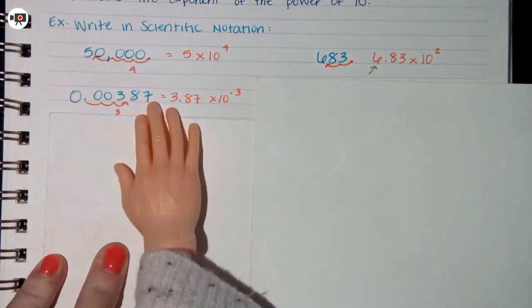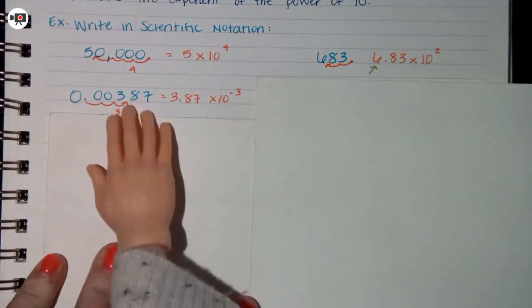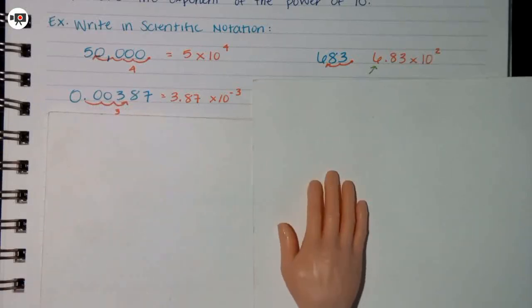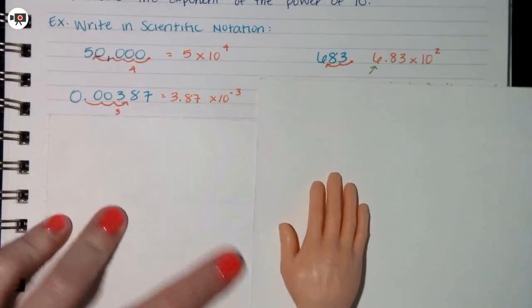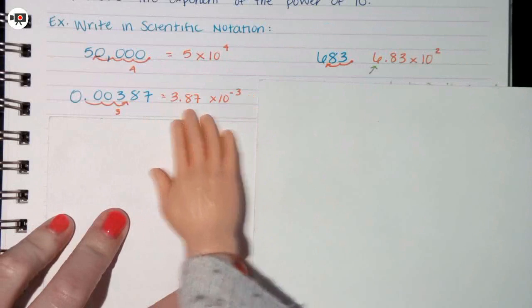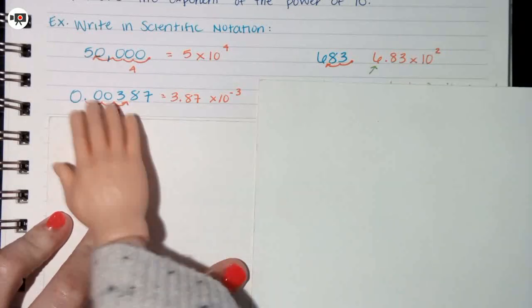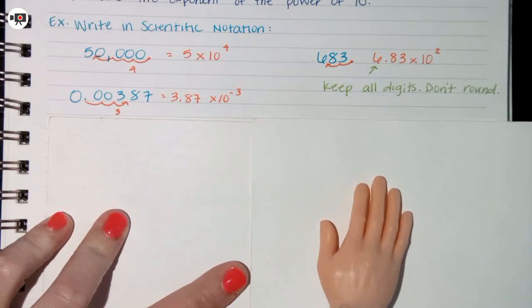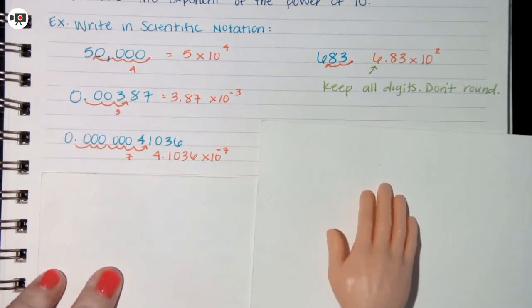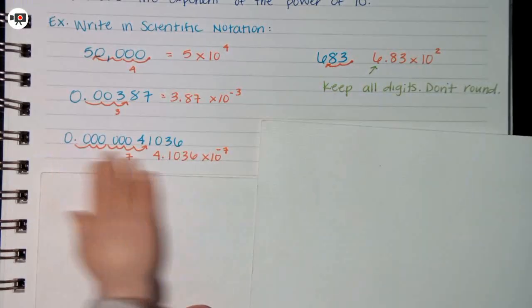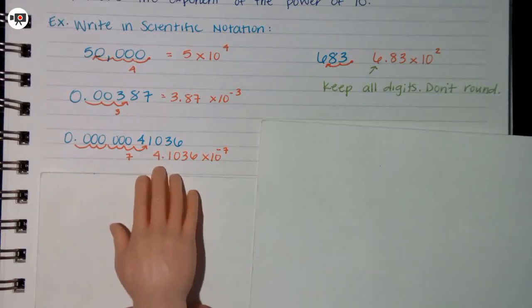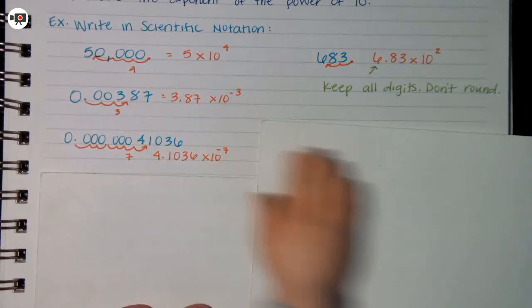This one is a very small number, so I'll move it just to the right after this leading non-zero number. So this will be 3.87 times 10 to the negative 3. Remember, when you move the decimal to the right, you have a negative exponent. On this number, I'm going to move it right after the 4, and that makes 7 times, so that's 4.1036 times 10 to the negative 7th.